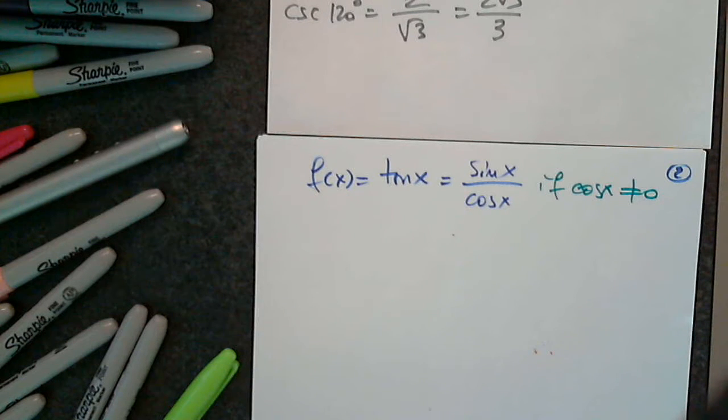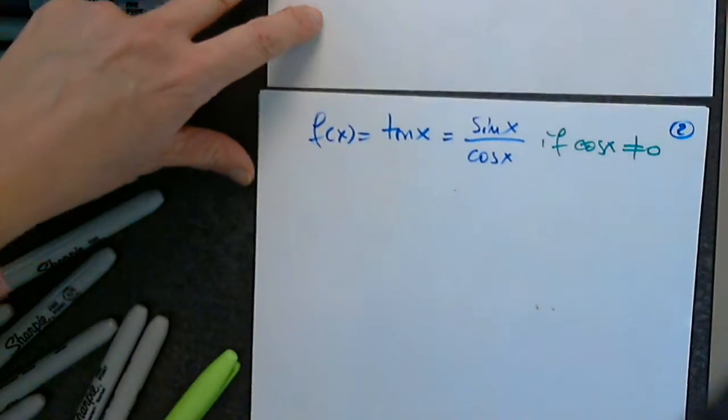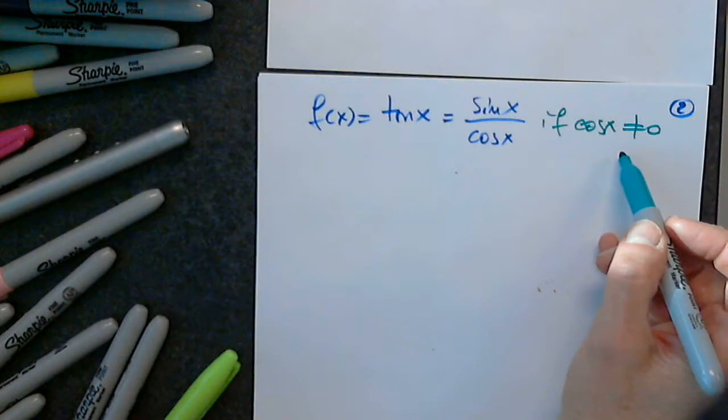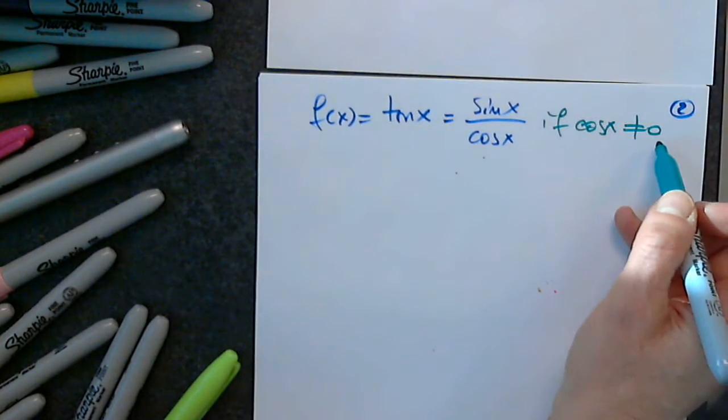Cosine is measured on the x-axis? 90 and 270. Exactly. So that's where the function will have, how do we call it? We graphed those before in rational functions. Oh, vertical asymptote. That's it. Cosine is undefined. Tangent is undefined when cosine is 0.